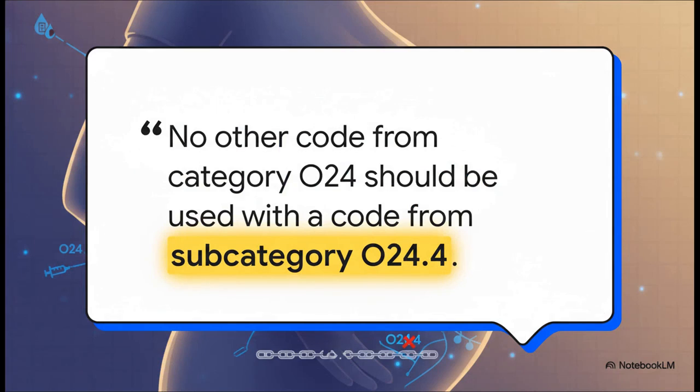If you assign a code from O24.4, you are not allowed to assign any other code from the entire O24 category, the one that covers pre-existing diabetes. Mixing these up is probably one of the most common errors out there, and this guideline is specifically designed to stop that from happening. Bottom line, GDM stands alone under O24.4.